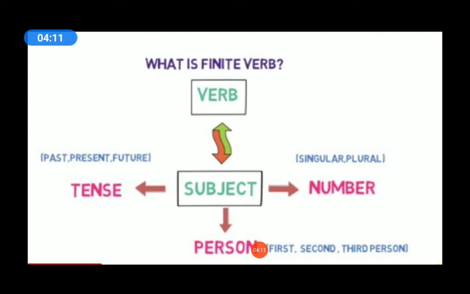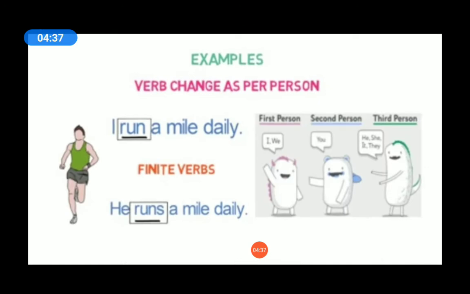A finite verb is also that verb which changes its form when we change the tense of the sentence. So the easy definition of a finite verb is that a finite verb is that verb which changes its form with the change in the number and person of the subject and the tense of the sentence. You will understand this fully with the help of these examples which I have written here.